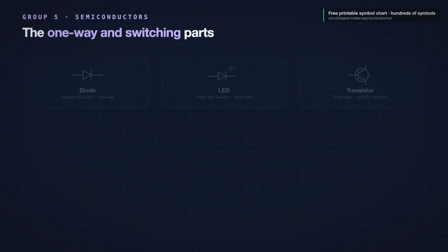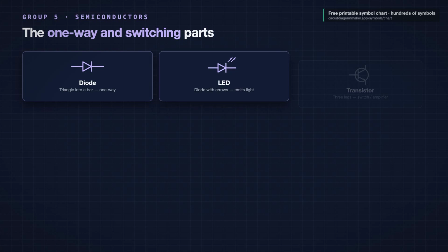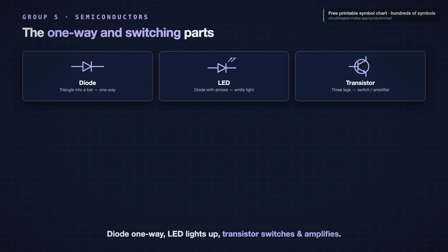Group 5, the semiconductors, the one-way and switching parts. A diode is a triangle pointing into a bar. Current flows the way the triangle points and is blocked the other way. An LED is that same diode with 2 little arrows leaving it because it gives off light. And a transistor is a small amplifier or switch, 3 legs, drawn as a circle with an arrow that tells you the type. Diode one way, LED lights up, transistor switches and amplifies.